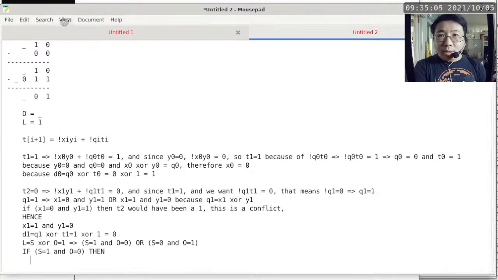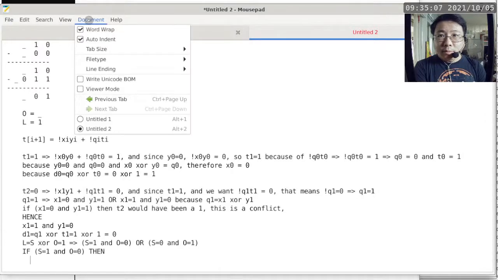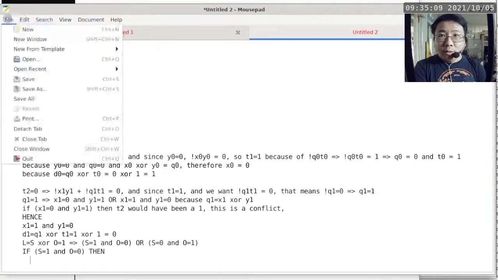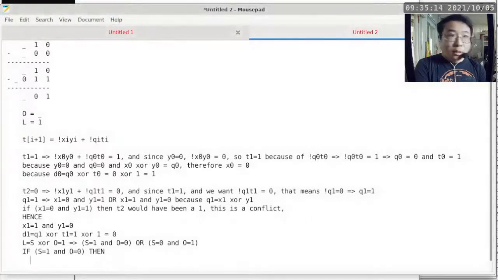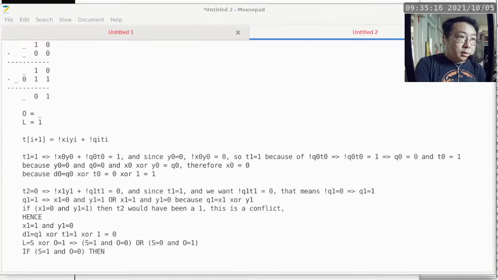So let me see if I can open the tab of the same document here. New window. Yeah, that might work. No, that doesn't work.